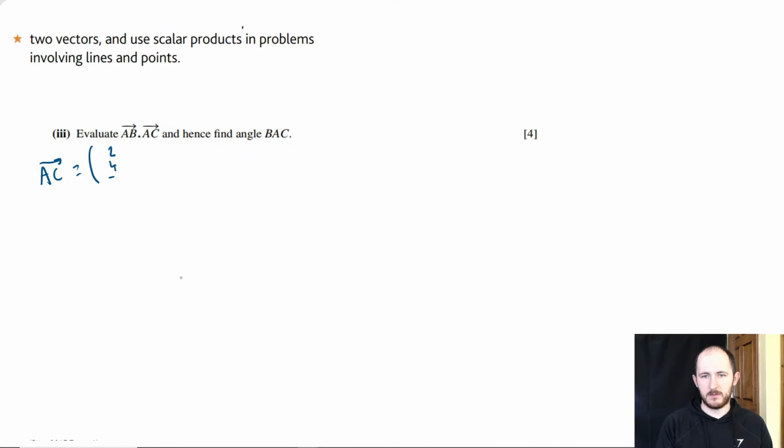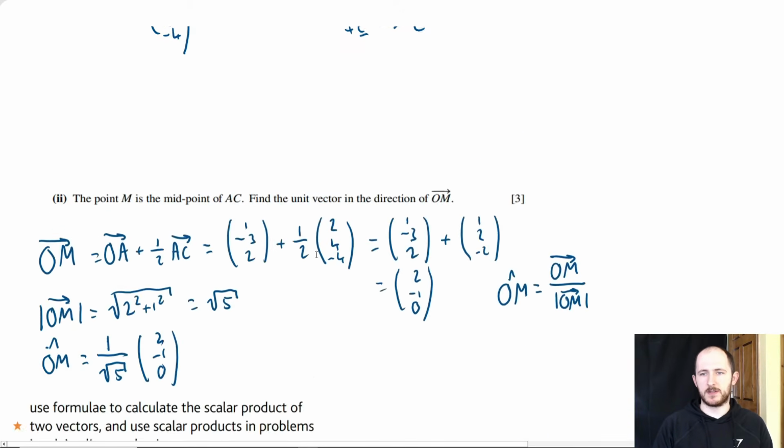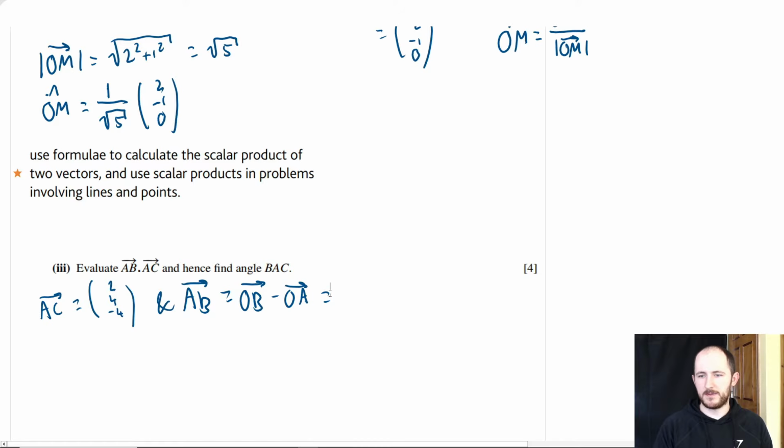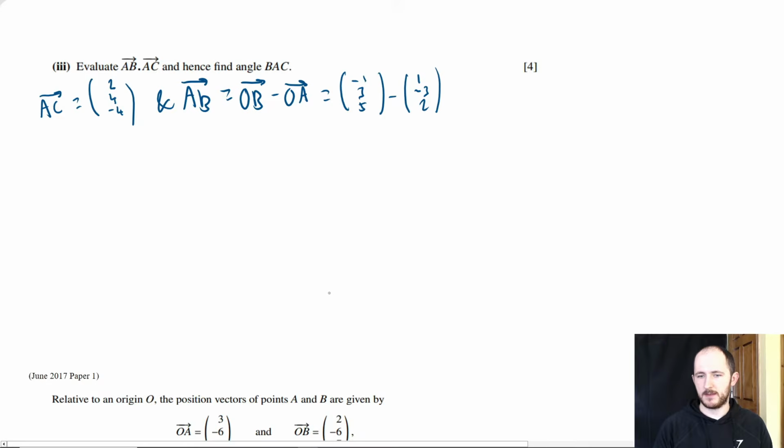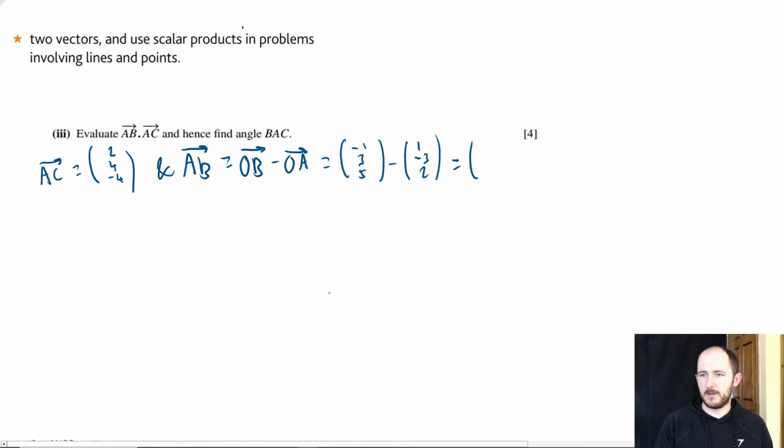So 2, 4, minus 4. And AB is... So again, we know what AC is because we worked it out. AB would be, again, OB minus OA. And again, it's just the vectors from the previous question. So OB is minus 1, 3, 5. And OA, you can go back and check, but I remember it being 1, minus 3, and 2. I'm not that senile yet, thankfully. Which, if I work it out, minus 1 minus 1 is minus 2. 3 minus minus 3 is 6. 5 minus 2 is 3.